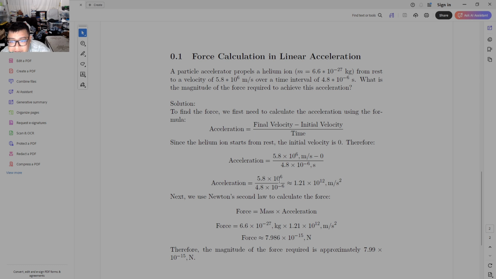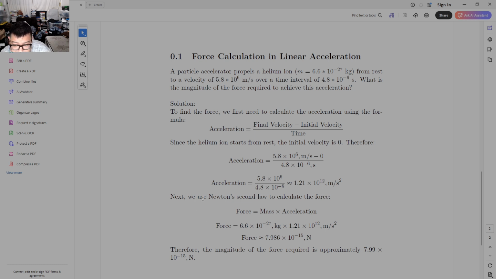If you do this on the calculator, what you can do is divide 5.8 by 4.8 and you get 1.21, and then you subtract the exponents. So 6 minus negative 6 becomes plus, so 6 plus 6 is 12, and that's how they get the 12 here.